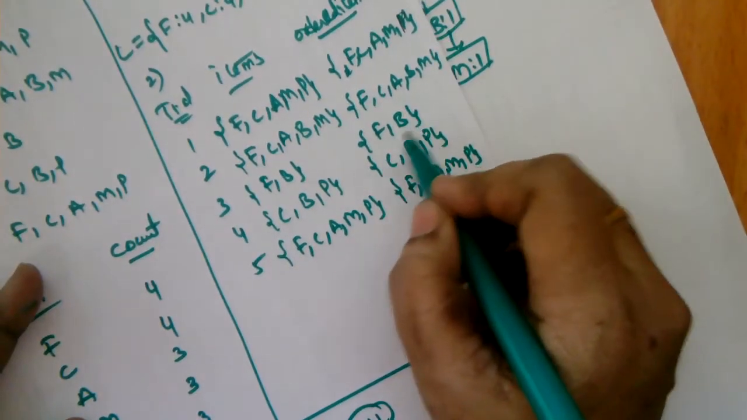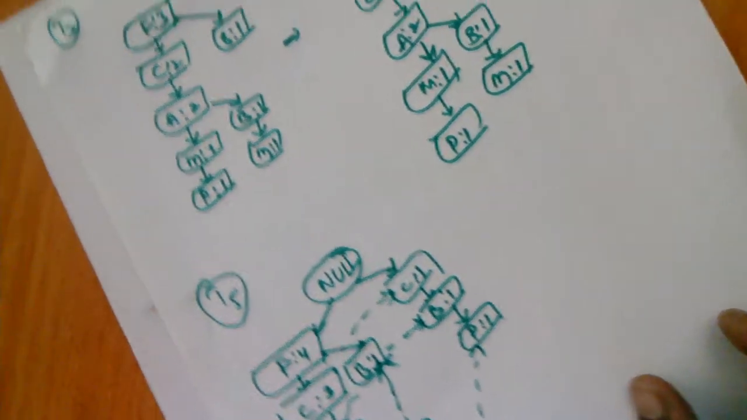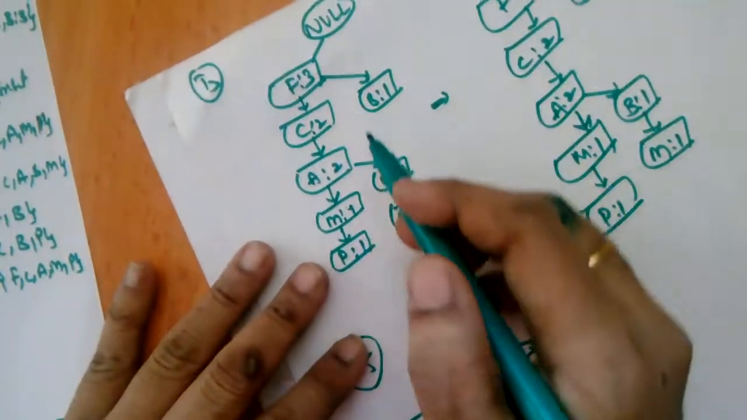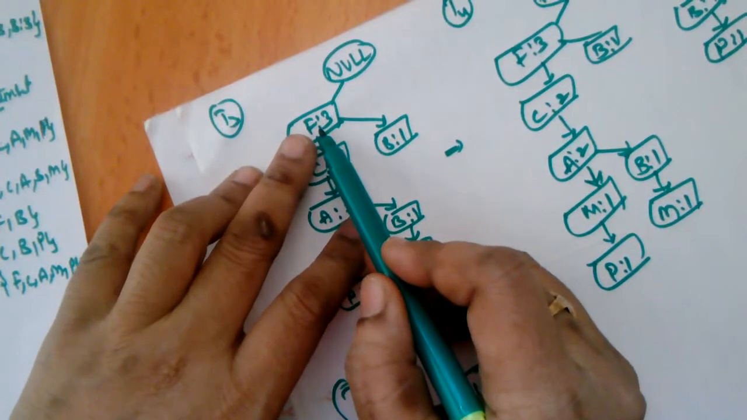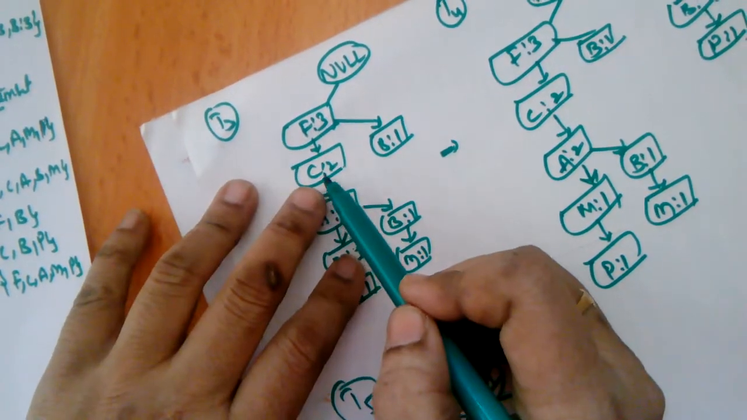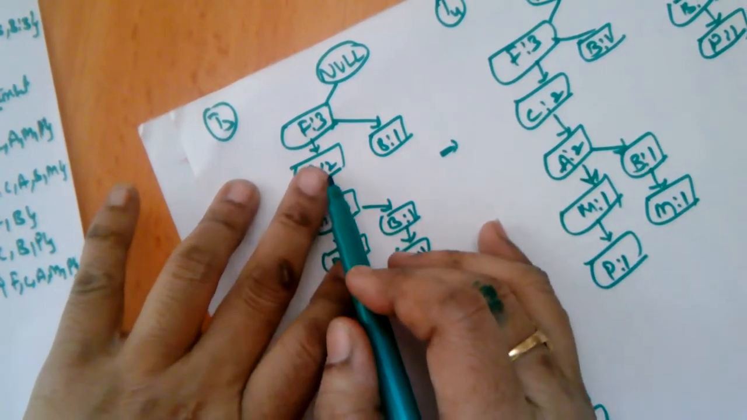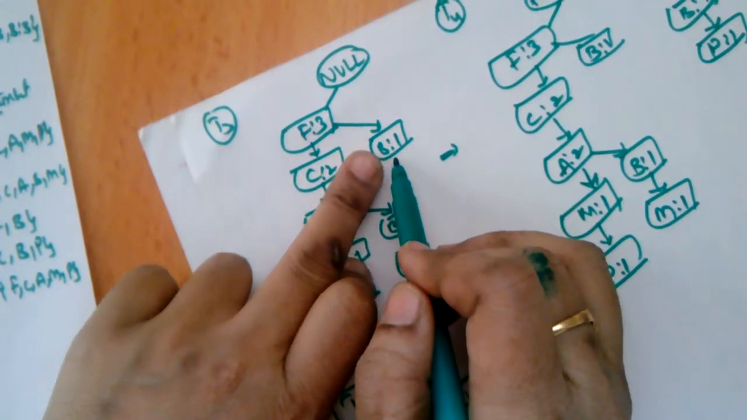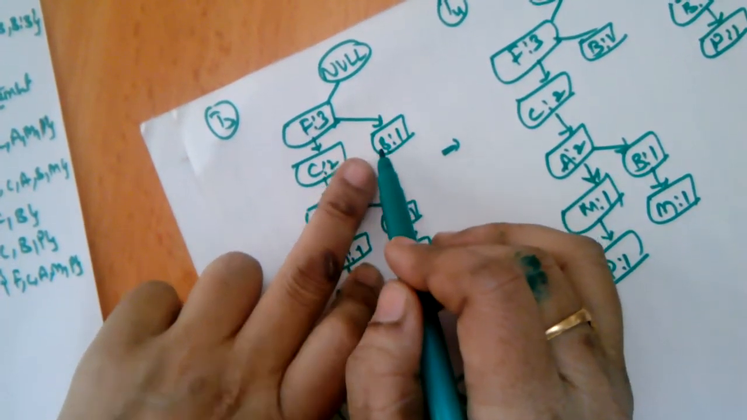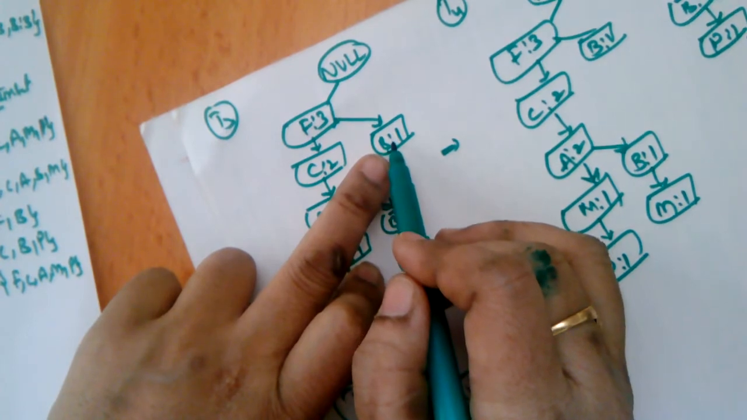Now you take the third transaction. What do you have in the third transaction? F and B. Now you construct for F and B. So F, 3. Next C. So no. So what will we do? For this F we have to construct another node, that is B, and its count is 1.